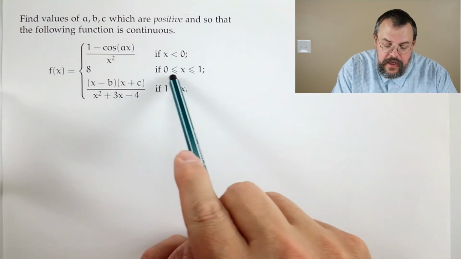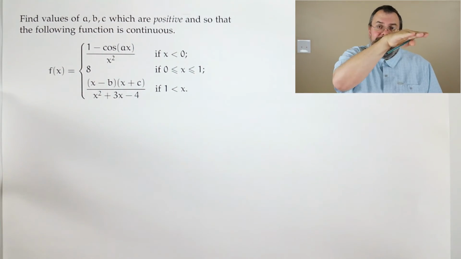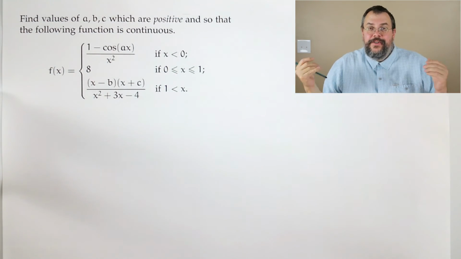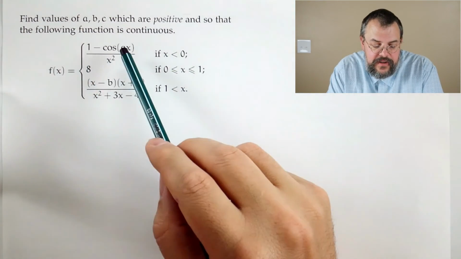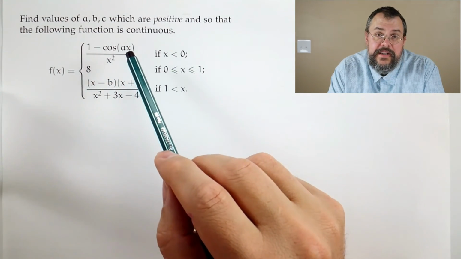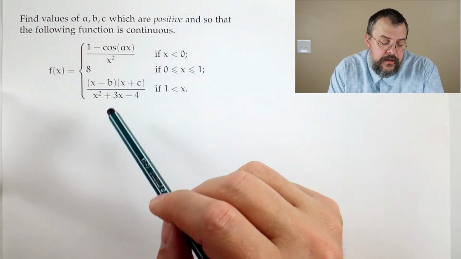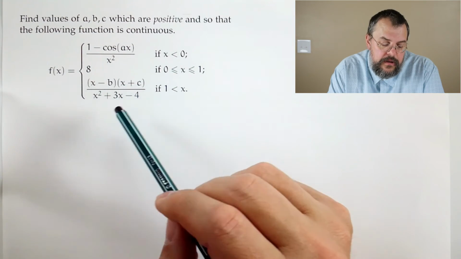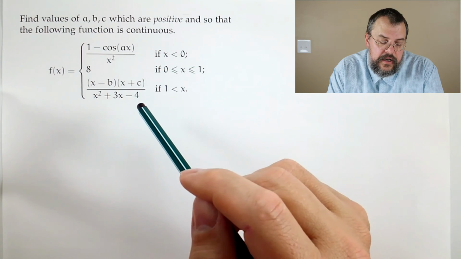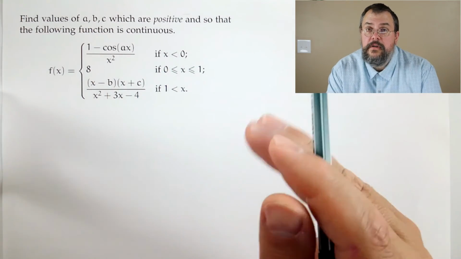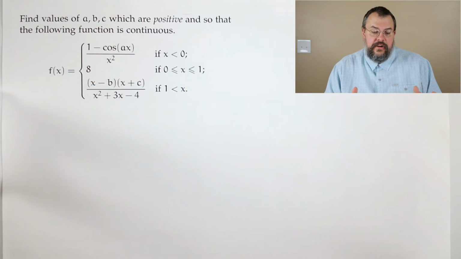Now, the middle piece is really nice. It's just a flat value. It's always 8. So the middle piece is perfectly continuous. The other piece is 1 minus cosine of ax over x squared. Well, that's continuous, except possibly at 0. So we have to fix that. And then the other piece, well, it's a rational function, so that can be continuous as long as the denominator is not 0, and we'll do some investigation into that. Okay, so let's start at 0.